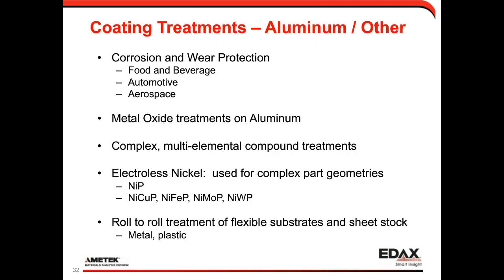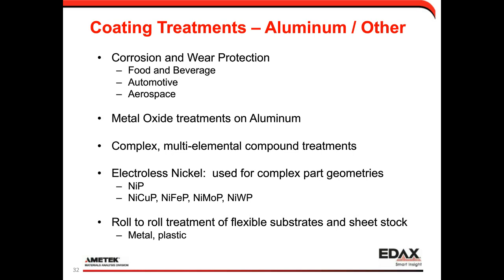Other coating treatments are put down on aluminum and plastics. There's a wide variety of these sorts of surface treatments out there, providing corrosion and wear protection in food and beverage, automotive, and aerospace. We were measuring recently some metal oxide treatments on aluminum, different kinds of aluminum.